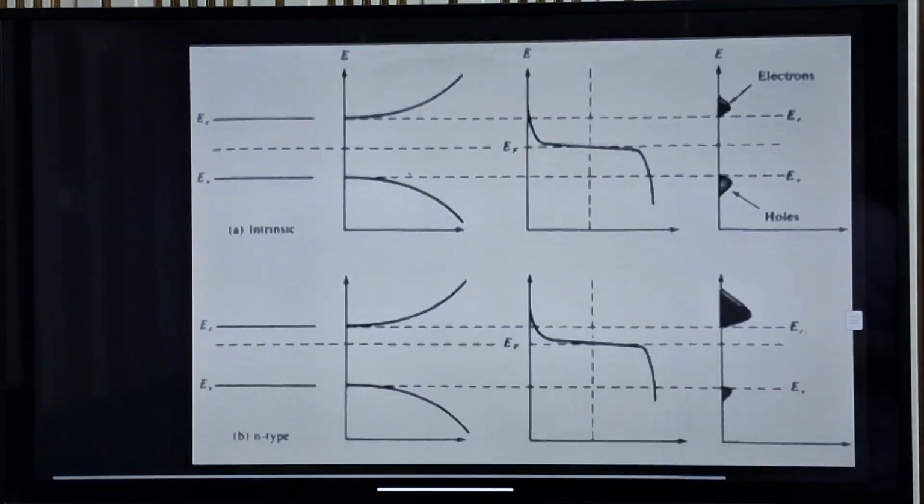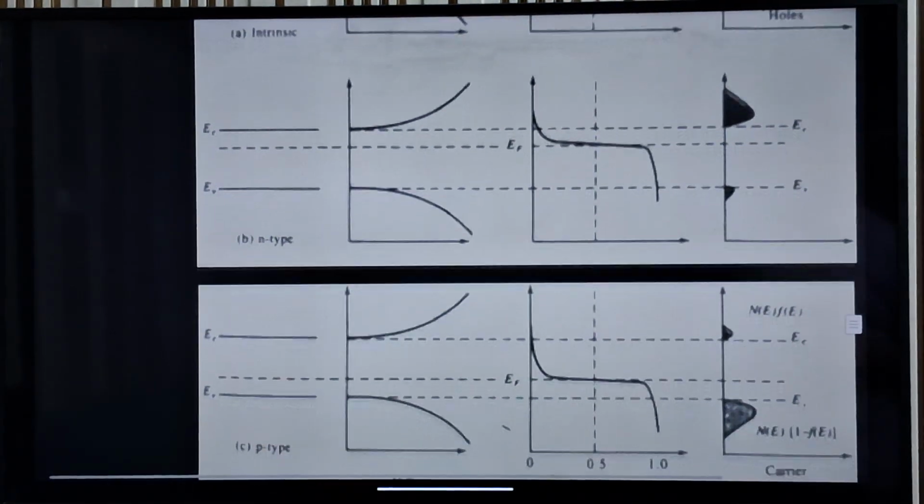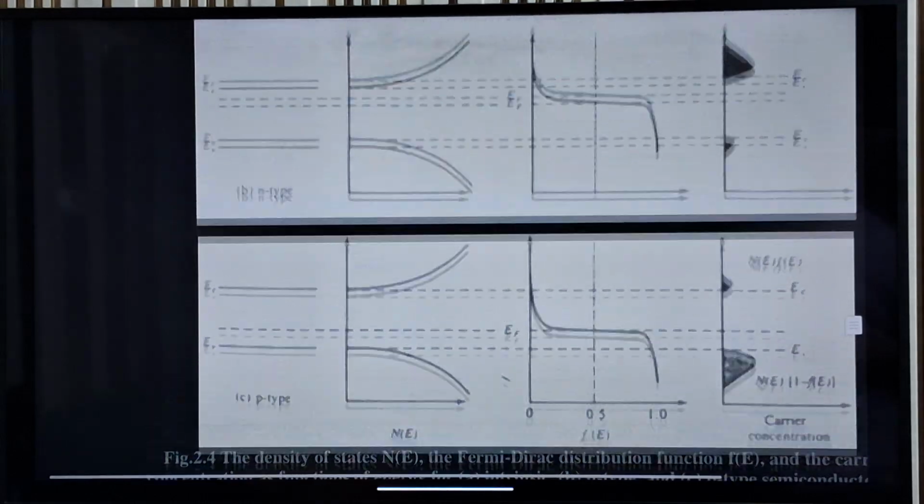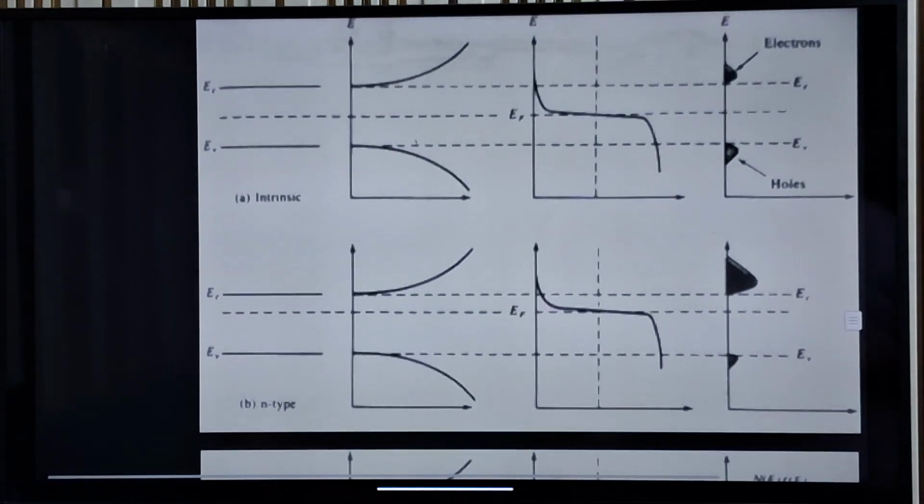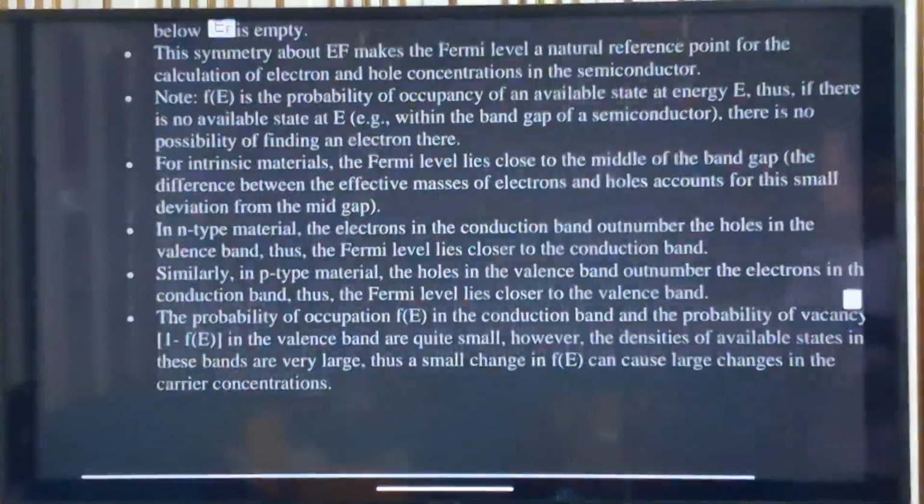So I will just try and show the curve if it is given here. No, it's not given in the diagram, so I'll just show it later on.